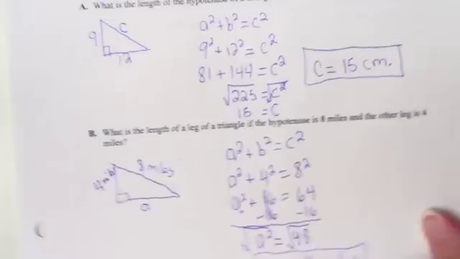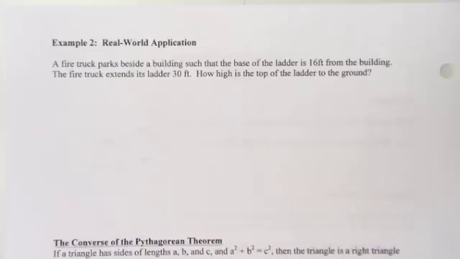All right, so let's go ahead and turn over to the back. All right, we have a fire truck parked beside a building such that the base of the ladder is 16 feet from the building. Fire truck extends its ladder 30 feet. How high is the top of the ladder to the ground? So we need to draw a picture here.